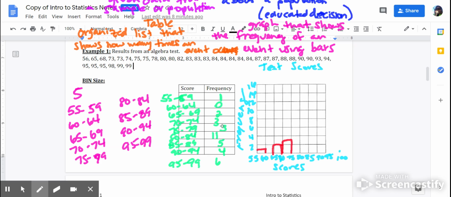So 75 to 79 is going to be another frequency of 3. 80 to 84 is a frequency of 11. 85 to 89 is a frequency of 5. And then 90 to 94 is 4. And finally, 95 to 99 is a frequency of 6. And so that's all I have to do to create the histogram.